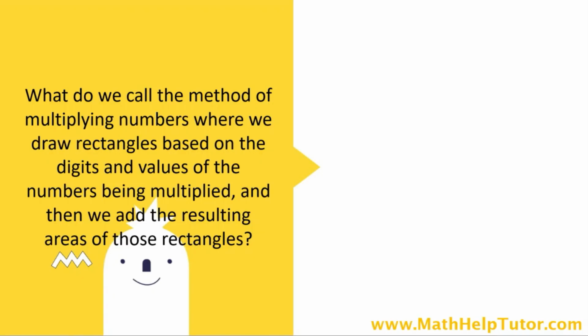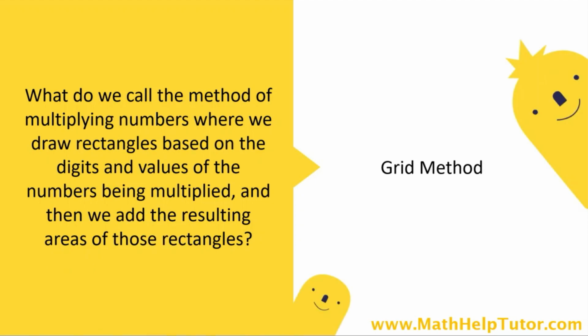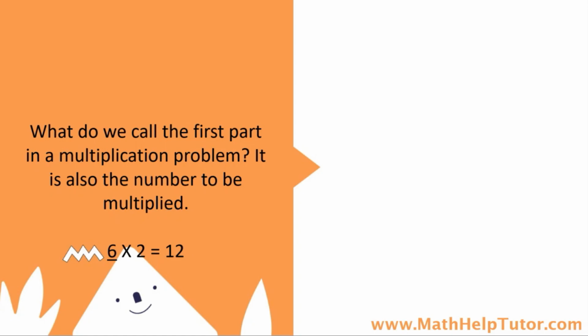Let's begin. What do we call the method of multiplying numbers where we draw rectangles based on the digits and values of the numbers being multiplied, and then we add the resulting areas of those rectangles? The answer is the grid method. What do we call the first part in a multiplication problem? It is also the number to be multiplied.